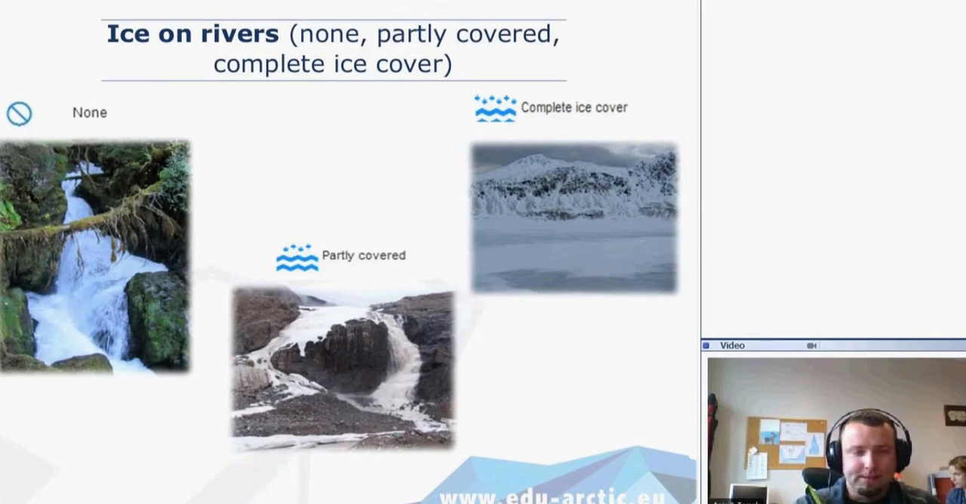Ice on rivers. That's also easy. There can be no ice at all. It can be partly covered by ice. So if you see the river banks covered by some ice, you just type partly covered. When the surface of the river is completely covered by ice, you just type complete ice cover.